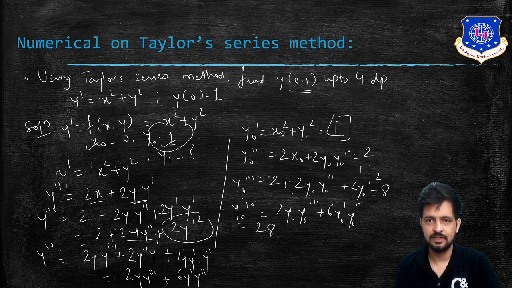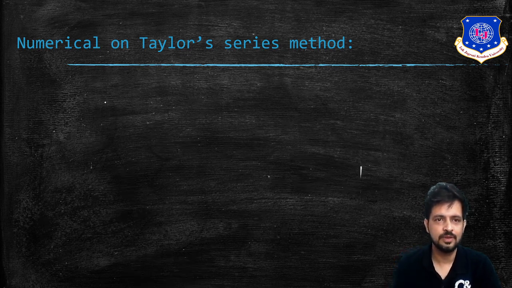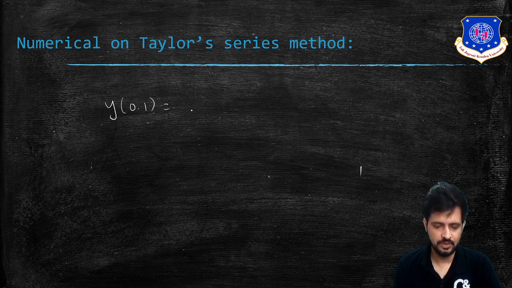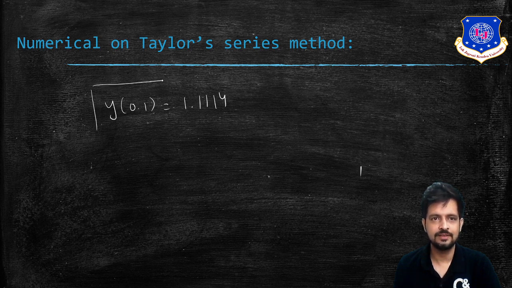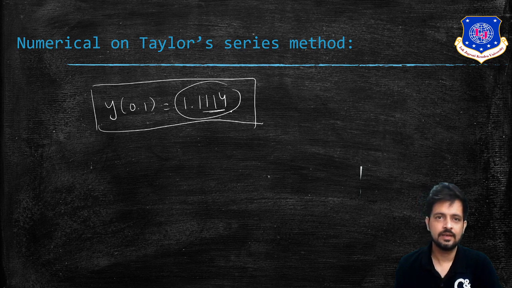So these are the values that we have to place in the Taylor series formula, and after placing all of these values you will get the final answer. The final answer of this numerical will be y of 0.1 is equal to 1.1114. Up to 4 decimal places you have to find, so you have to fix the digits in the calculator as 4. So this was about the numerical of Taylor series.